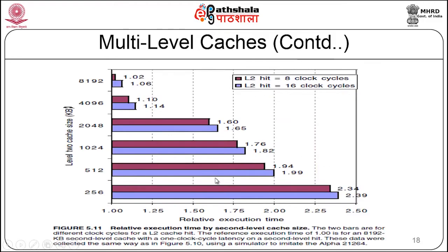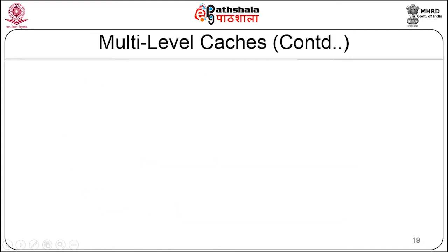This also gives you a feel of how the relative execution times differ as you go in for multiple levels of caches. So, one case is L2 hit in 8 clock cycles, the other one is L2 hit in 16 clock cycles. So, you can see that the clock cycle times reduce as you go in for the increased level of caches.